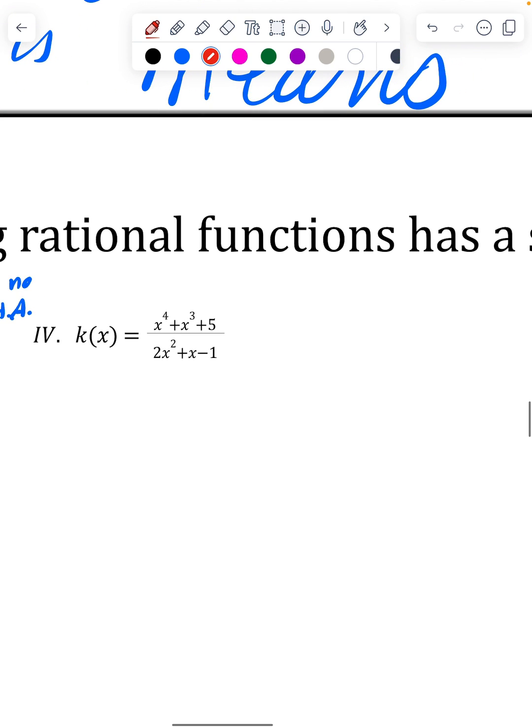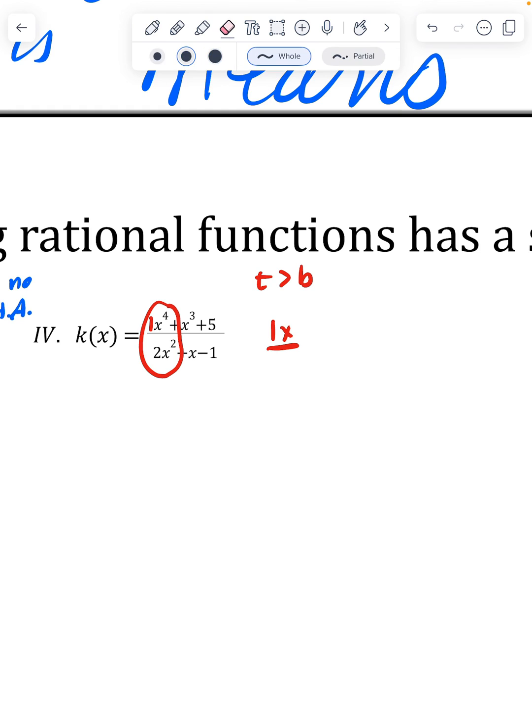In the last or the fourth example, we do have a situation where the top is greater than the bottom, but it's not specifically a slant asymptote because this one, the top is I wrote 2 because I was saying it is 2 degrees higher than the bottom.